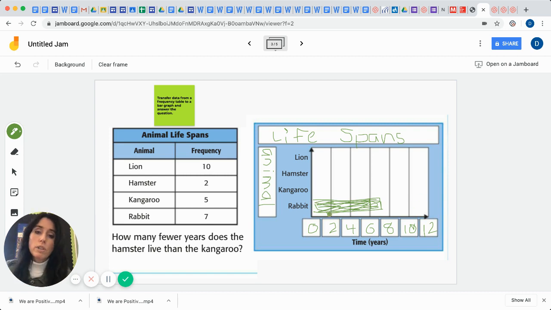Okay, next animal is what? Yeah, the kangaroo. Kangaroo has how many years of life? About 5 years. So again, we're going to start at 0, and we're going to count this way. And every time we touch the line, we count by 2. 2, 4. And I'm going to stop, because if I count again, I'm going to get to 6, and that's too big. So we have to stay either below the number or on the number. We can't go above it.